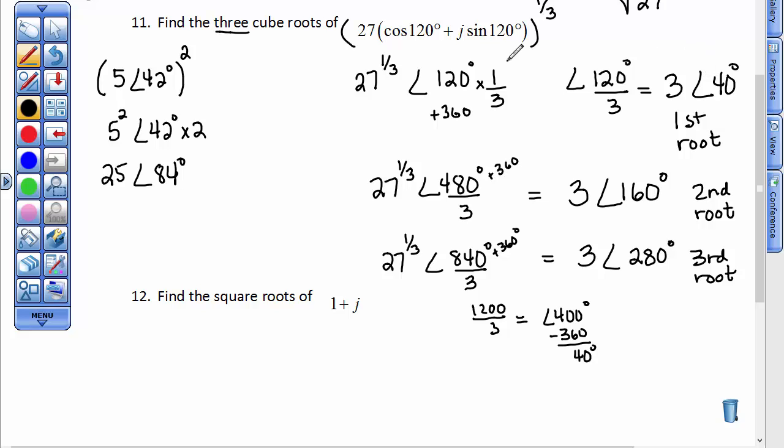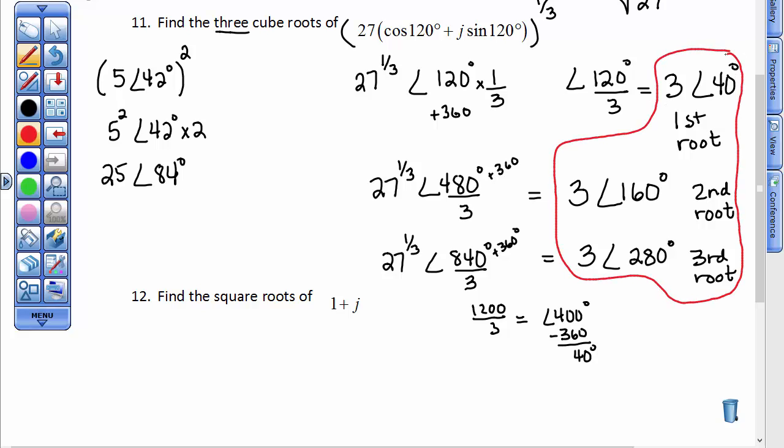So there are 3 answers to this problem when I asked you to find the 3 cube roots of 27 at an angle of 120 degrees. And they all turned out to be 3 because the cube root of 27 is 3. And their angles were 40 degrees, then 160, and then 280. Would you please notice how far apart these answers are, the 40 and the 160? Aren't they 120 degrees apart? And how about the 160 to the 280? Isn't it 120 degrees apart?